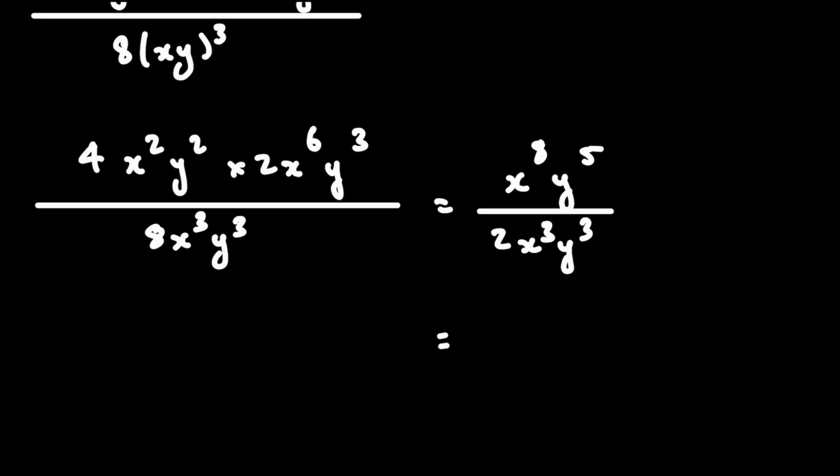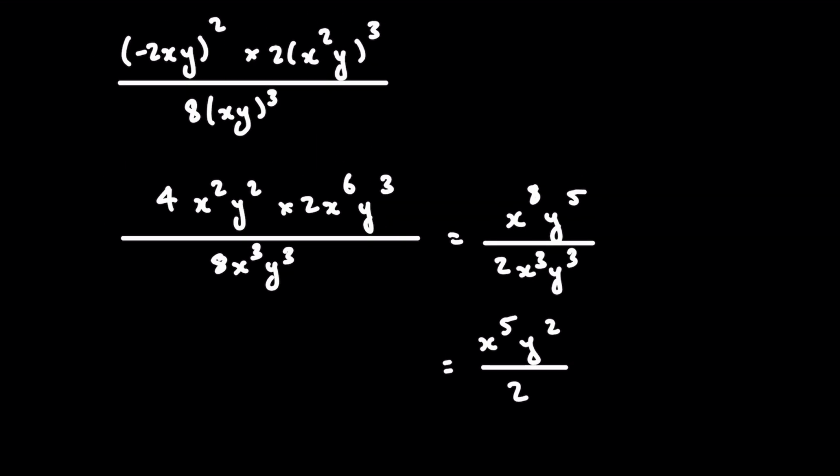And lastly, we can see that x to the power of 8 and x to the power of 3 simplify to x to the power of 5 on the numerator. And y to the power of 5 and y to the power of 3 simplify to y squared on the numerator, and divide by 2 on the denominator. So this is the final answer as to how you simplify that question.